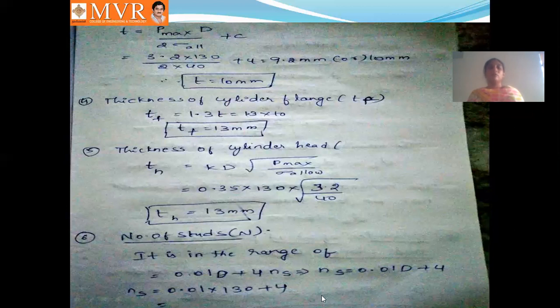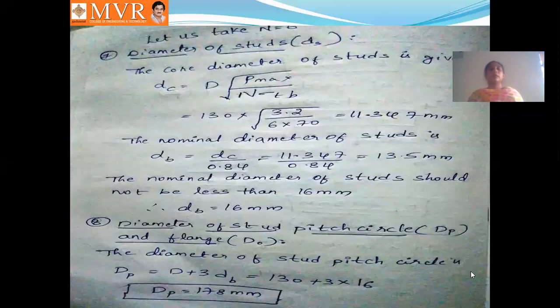Okay, number of studs. Number of studs is nothing but N, capital N. It is in the range of 0.01 D plus 4. NS is equal to 0.01 D plus 4. Substitute, you will get the NS. Okay, let us take N is equal to 6.